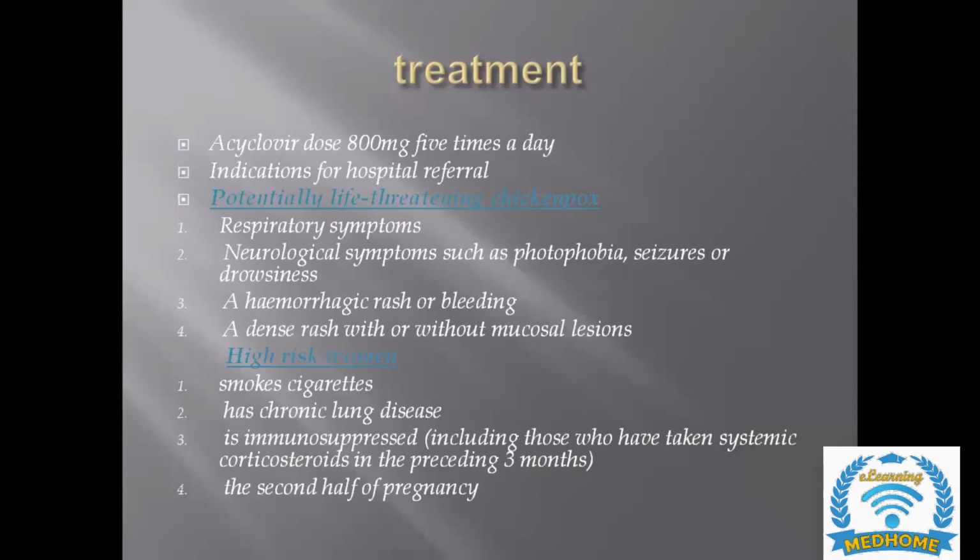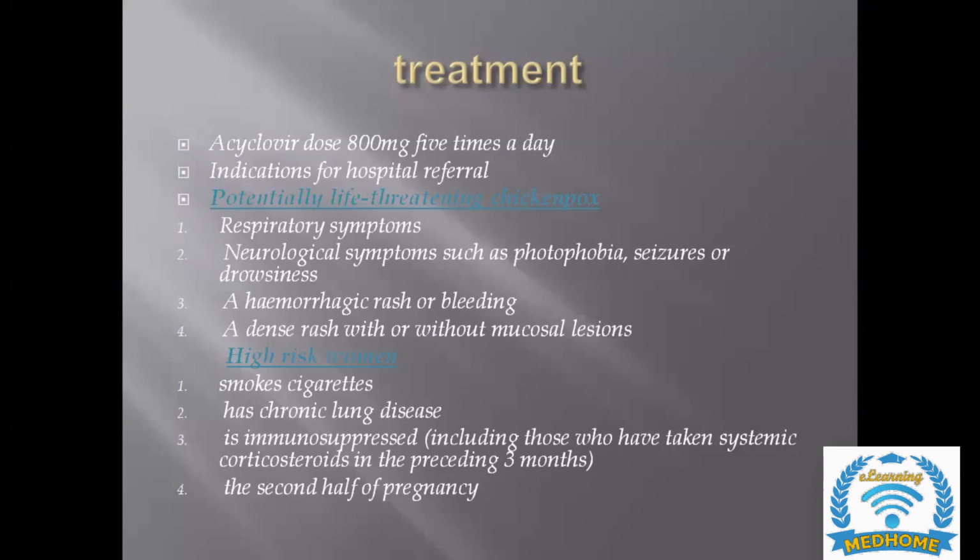The indications for hospital referral we discussed previously: either potentially life-threatening chickenpox or a high-risk woman. What is potentially life-threatening chickenpox? Respiratory symptoms, like shortness of breath, and neurological symptoms, for example photophobia, seizures or drowsiness, hemorrhagic rash or bleeding, and a dense rash. Two are related to the rash, with or without mucosal lesions, and two are related to the systems: respiratory and neurological.